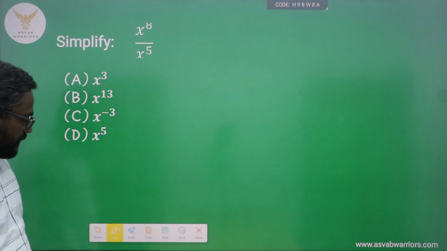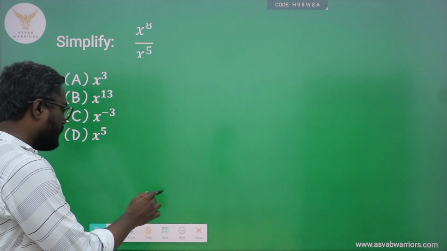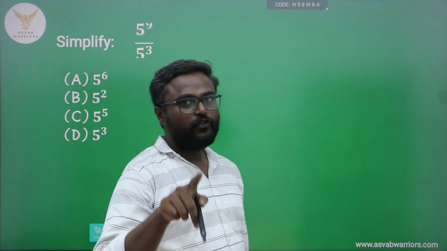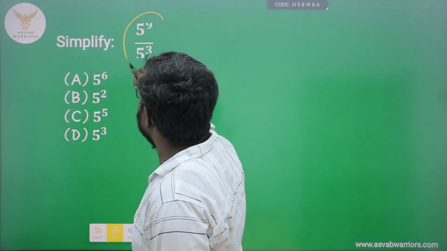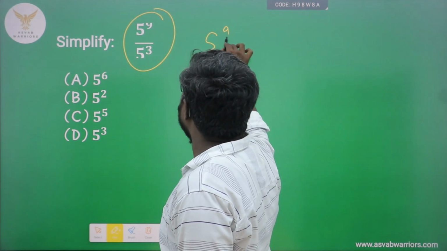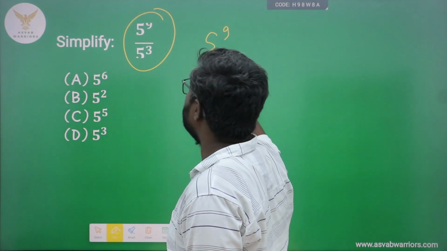Now, with that knowledge, we are going to move on to the next question. Guys, if you don't understand something, you can ask me in the comment box. Now, the question says, simplify 5 to the power 9 divided by 5 to the power 3.